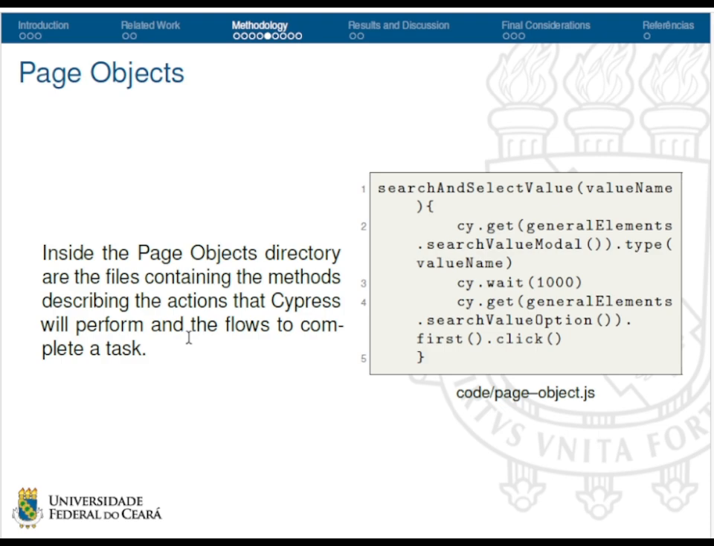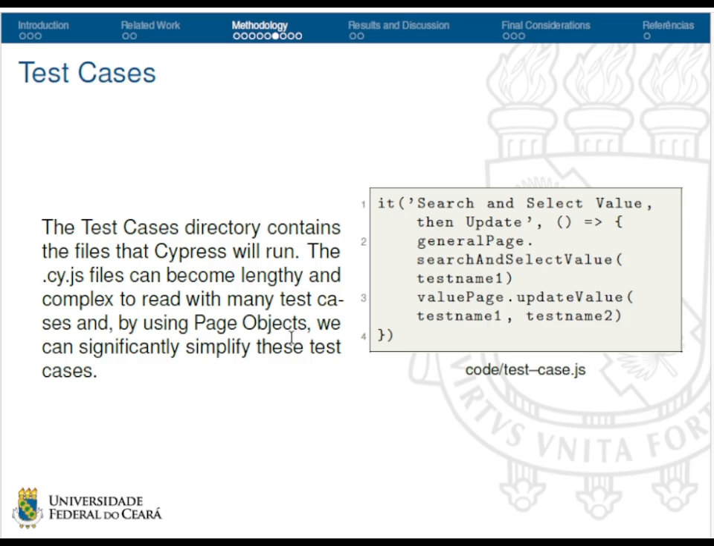The page objects directory contains files that have the methods describing the actions that Cypress will perform and the flows to complete a task. In this case, we have a get action, then a waiting period, then another get. We have a get action, then typing a value, then waiting for 1 second, and then getting another element and then clicking on it.